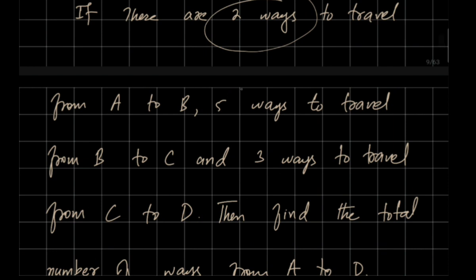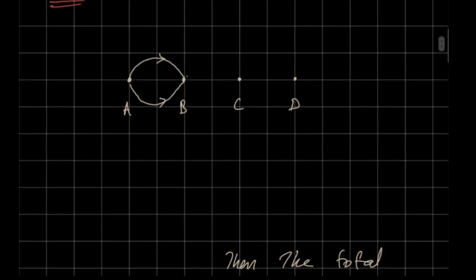Then he says there are 5 ways to travel from B to C. So I'm going to make 5 different ways from B to C. This is way number 1, this is way number 2, this is way number 3, this is way number 4, and this is way number 5. So there are 5 ways from B to C.